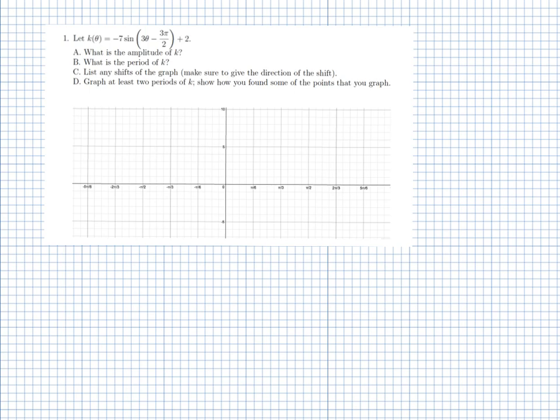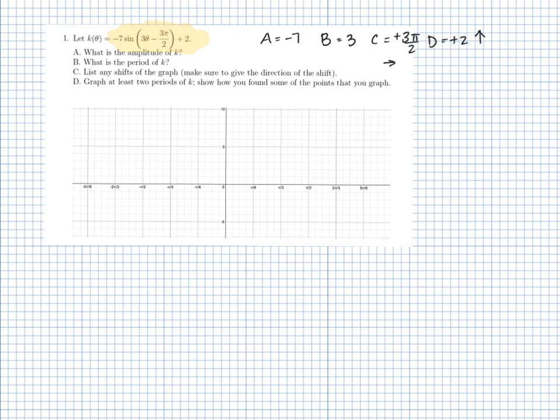So, the first question asks a lot of questions about this function, negative sine of 3 theta minus 3 pi over 2 plus 2. The information that we need to pull out of here involves our function. So we know that a equals negative 7, meaning there's going to be a reflection across the x-axis. We know that b is equal to 3. We know that c is equal to positive 3 pi over 2. And we know that d is equal to positive 2, which tells us there's going to be a shift up. C tells us there's going to be a shift to the right.